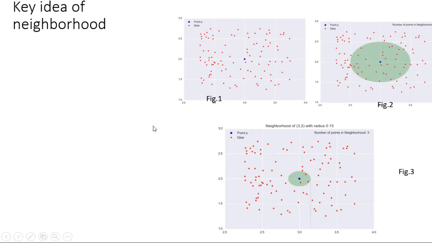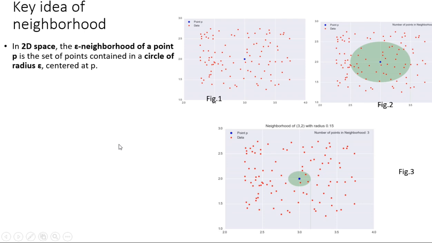Now again, to understand the neighborhood concept in a better way, in this example I am just taking a two-dimensional space. So this is a two-dimensional space. See the figure 1 where I have some red points and there is only one blue point. Okay, so in the two-dimensional space, the epsilon neighborhood of a point P is the set of points contained in a circle of radius epsilon centered at P. So this is my point P. I need to find a cluster.